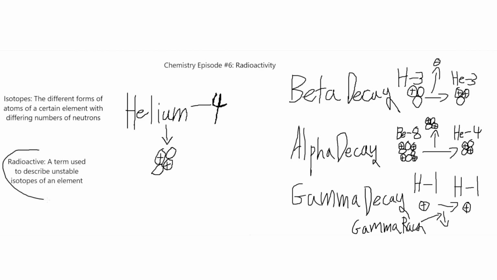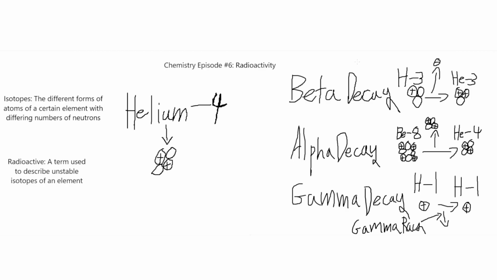Now, radioactive is a term used to describe unstable isotopes of an element. All isotopes aren't stable, meaning they don't want to exist, basically. So they're eventually going to decay. Not all isotopes are stable and they'll eventually decay into a more stable isotope. This might not happen immediately. It might decay into another unstable isotope, and this is called a decay chain. It'll keep decaying until it gets to a stable isotope.